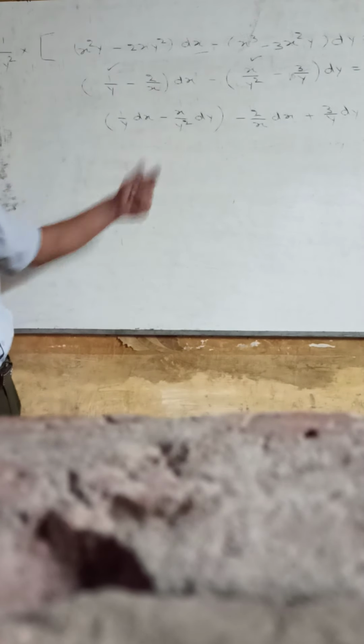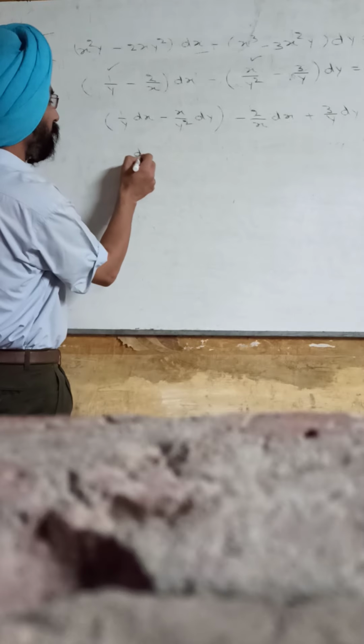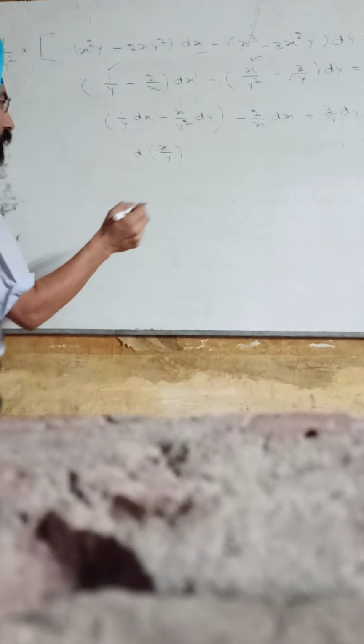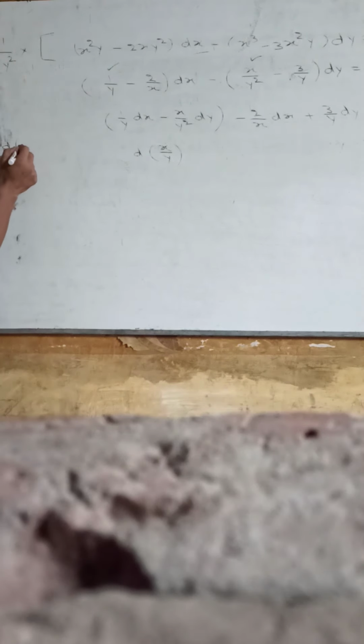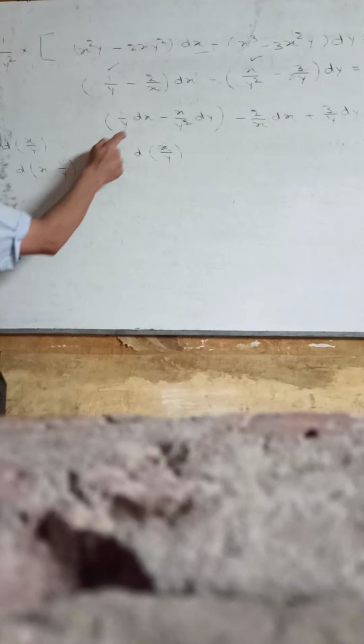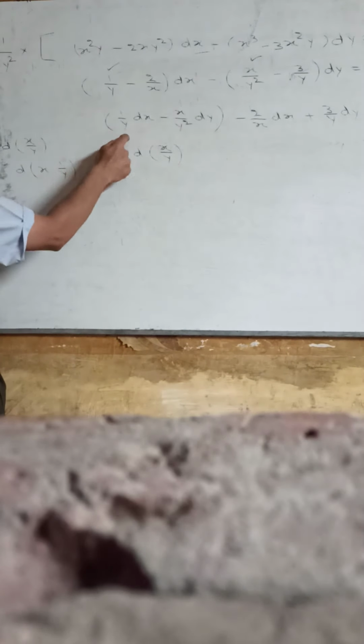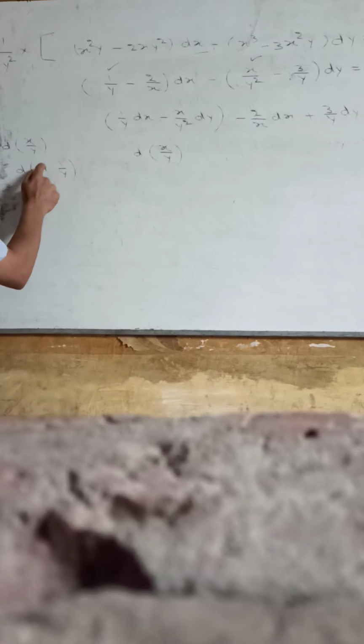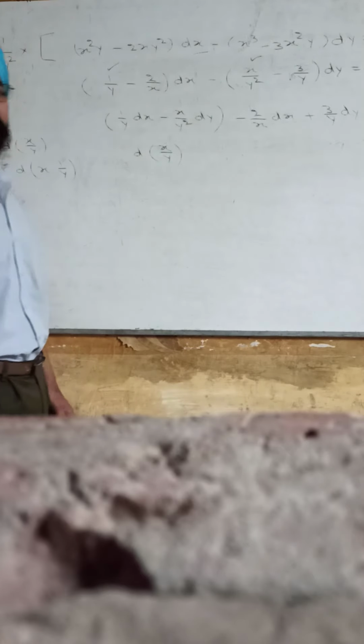Look at this bracket carefully, this is nothing but d of x upon y. Actually, d of x upon y means d of x into 1 upon y. So here we will get derivative of x and d of 1 upon y: 1 upon y d of x plus x, and d of 1 upon y is minus 1 upon y square dy.